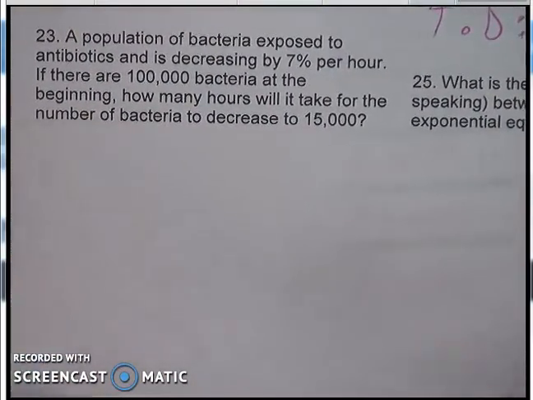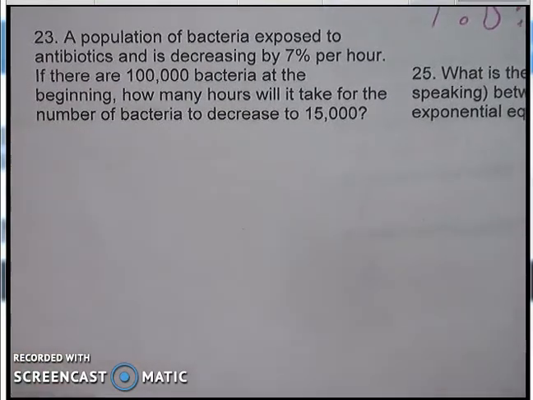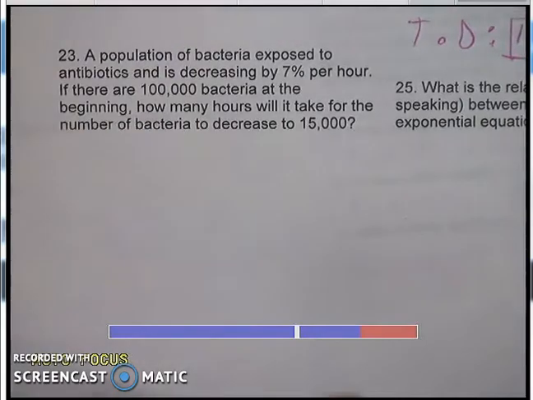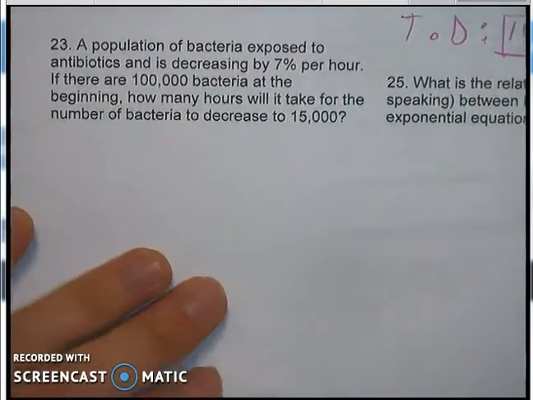And it's a word problem. Let's call it an application problem, actually. A population of bacteria is exposed to antibiotics and is decreasing by 7% per hour. If there are 100,000 bacteria at the beginning, how many hours will it take for the number of bacteria to decrease to 15,000?